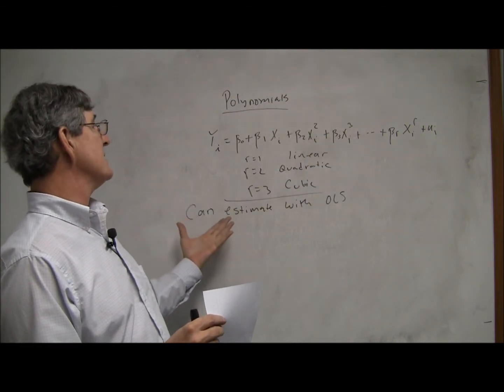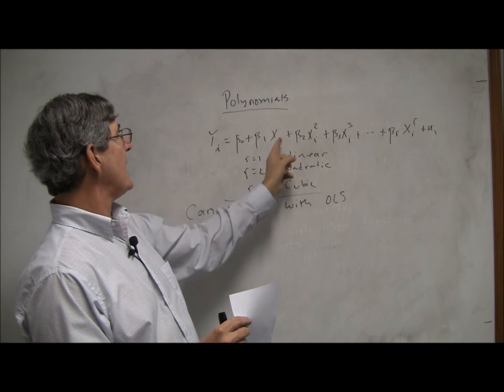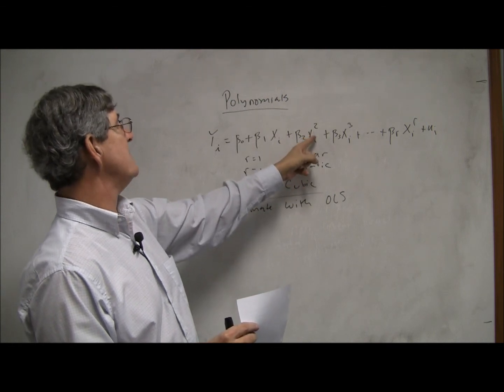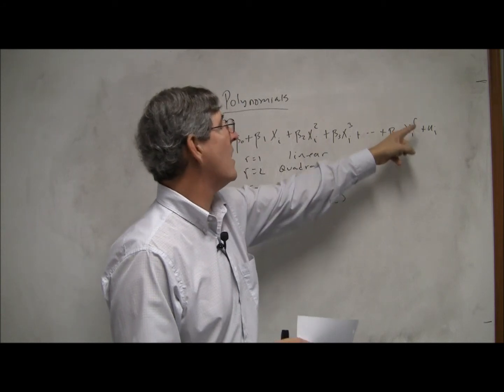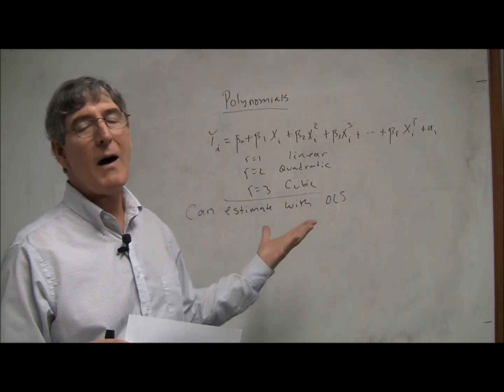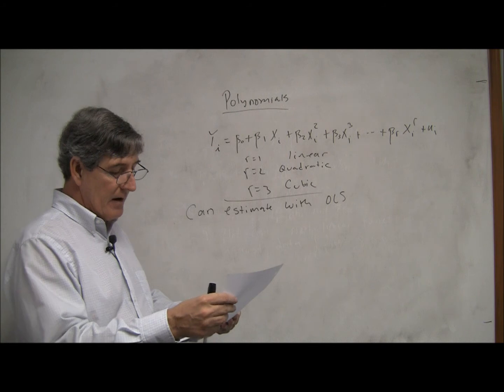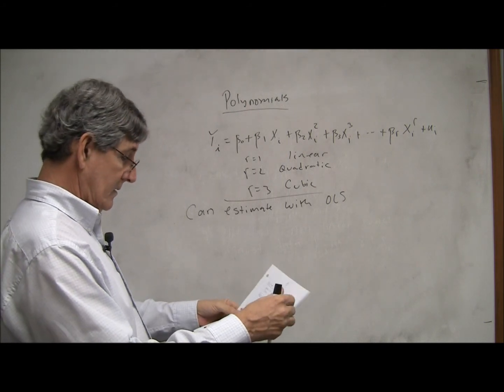And then those estimates can be OLS. This is just like x1, x2 just happens to be x1 squared, x3, all up to xr, where xr happens to be x to the r power, but it's just another x in the model.